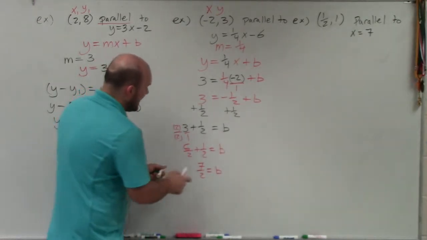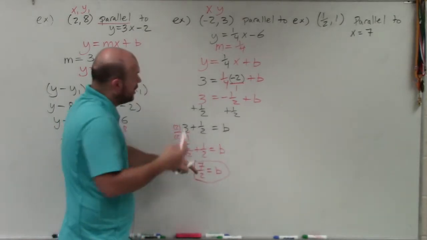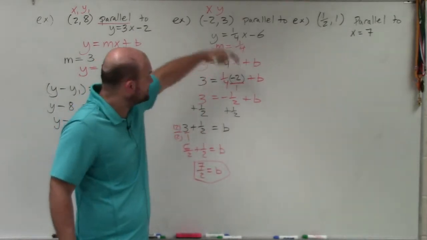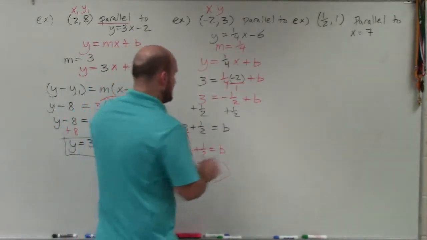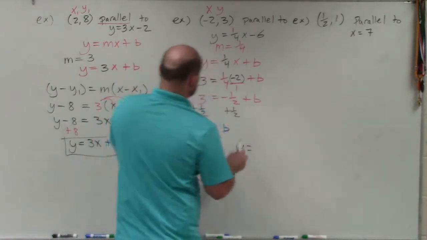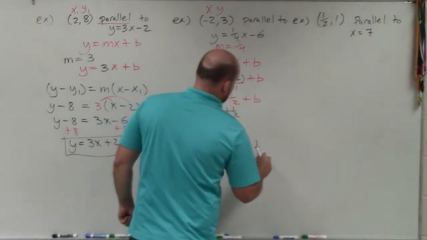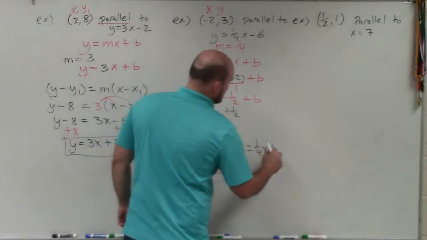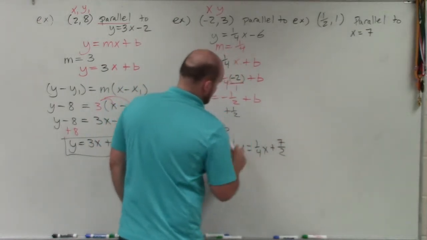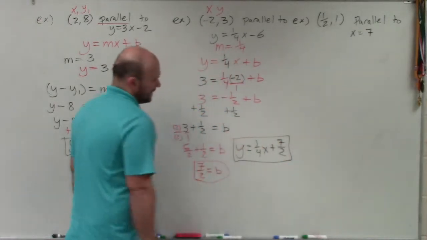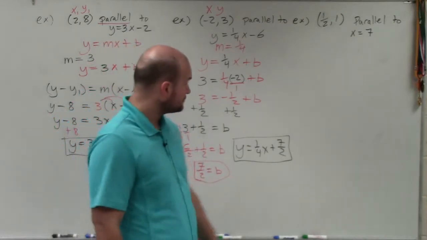So now I know what b is. Now I just solved for b. I already know what my slope is. So now I can write the equation of my line. My equation of the line is going to be y equals 1/4 x plus 7/2. OK? And there you go.